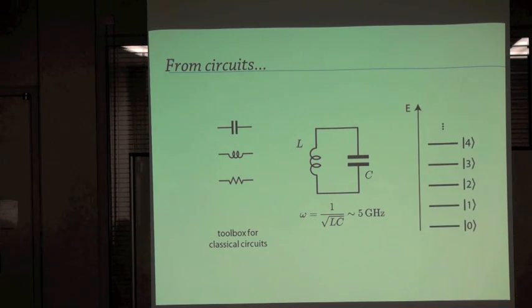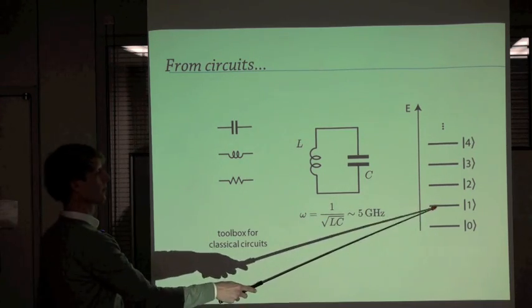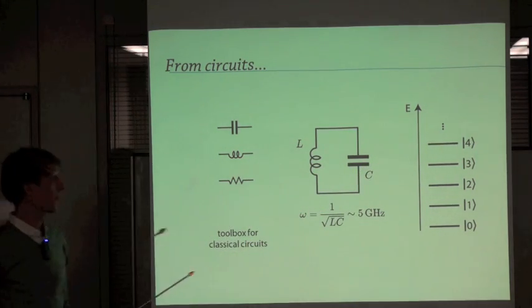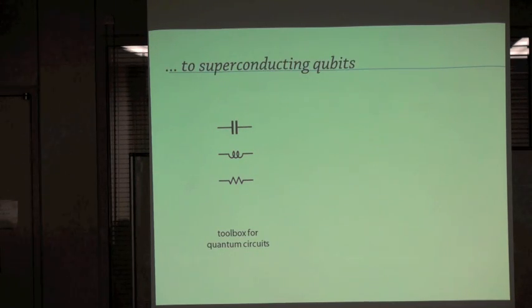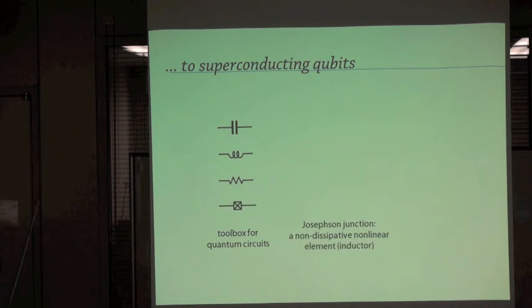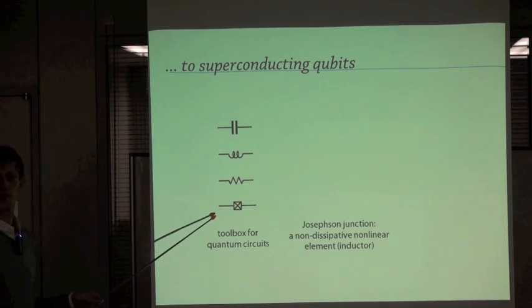Since it's a harmonic oscillator, the energy spectrum will look like this. You have equidistantly spaced levels. But because we want a qubit, we want to single out 2 levels so that we can address them selectively. So we need our computational subspace. Because it's harmonic, we have some trouble, so it doesn't really work like this. We need to change something. And this is why we go superconducting. So we add something to our toolbox. This device called a Josephson junction.